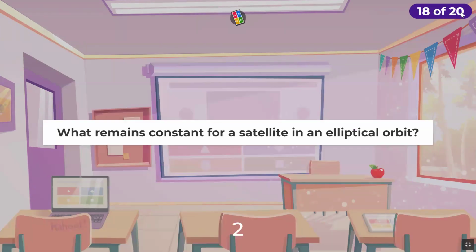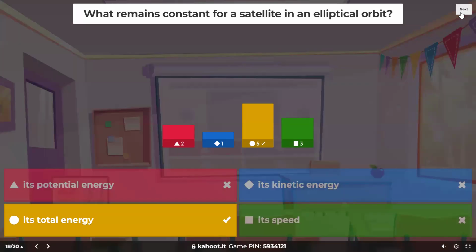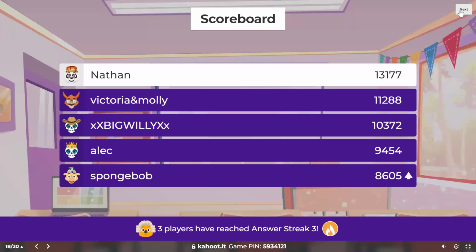What remains constant for a satellite in elliptical orbit? When we talk about energy, we'll talk about a principle called conservation of energy. You cannot create or destroy energy. Energy can take different forms and it can transfer from one form to another. But the total amount of energy, and we're going to quantify that in joules, does stay constant. So it's called conservation of energy. There you go. All right, so the total energy. Potential energy is like energy of position, think radial distance in this case. Kinetic energy is energy of motion. But the sum of those is the same everywhere.